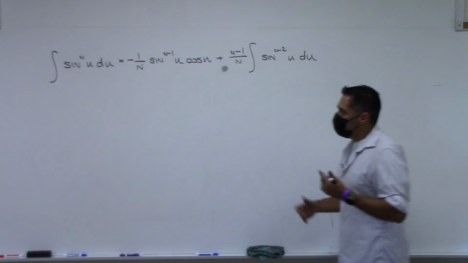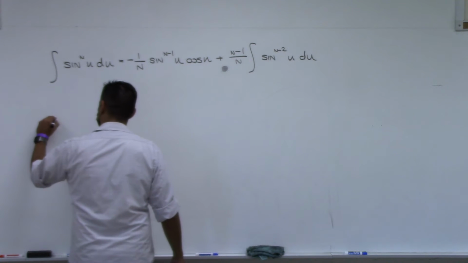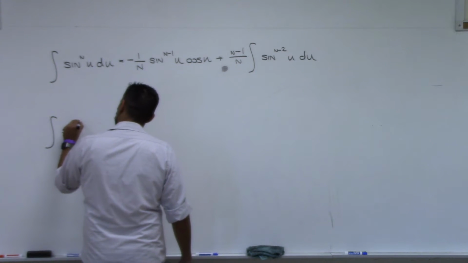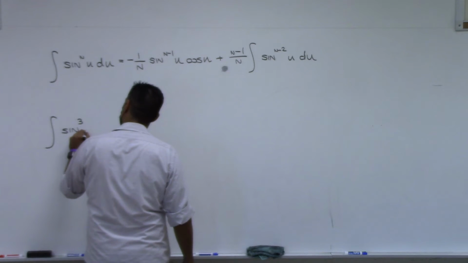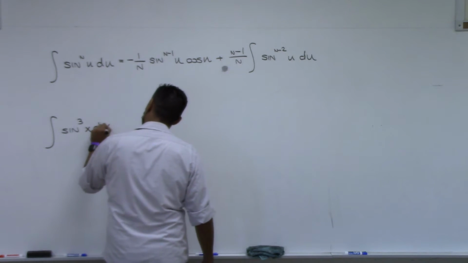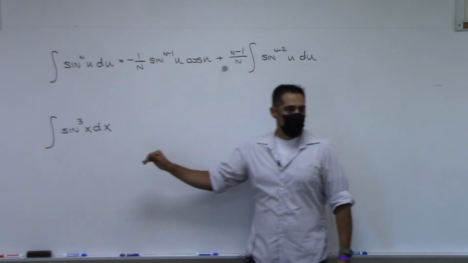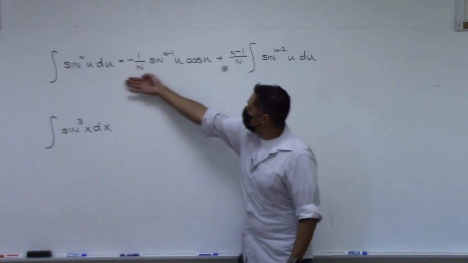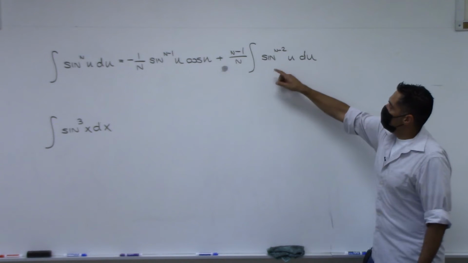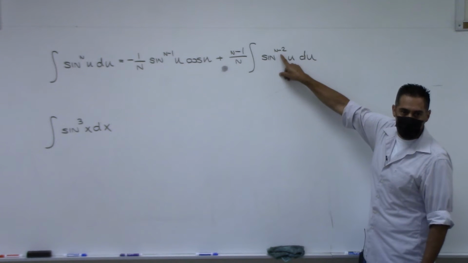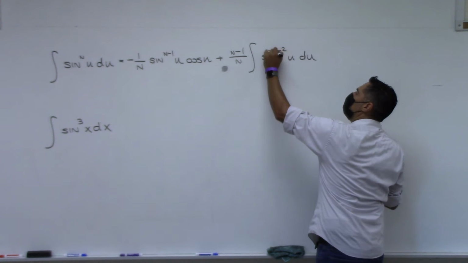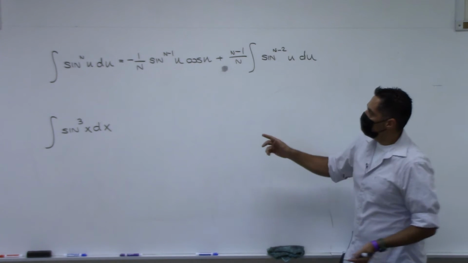As an example of how you would use this, if you wanted to take the antiderivative of sine to the third power of x dx, this formula allows you to rewrite this integral with this new expression, and notice what happens to the power. That's an n minus 2. So let's just use the formula here.